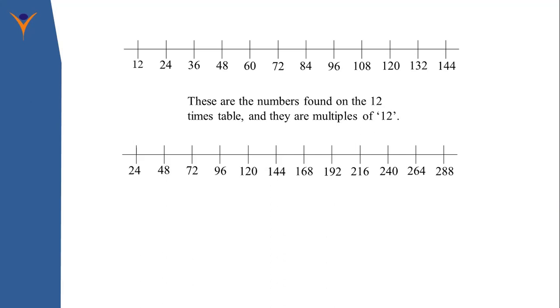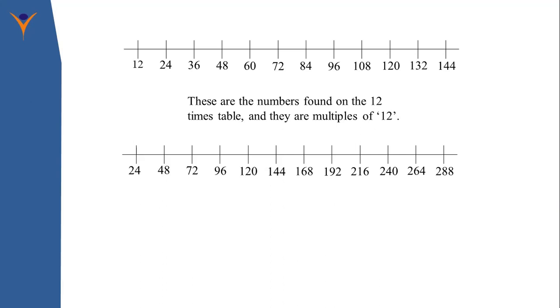The reason why we have chosen the 24 times table is because 24 is twice 12, and therefore all the multiples of 24 will be double the multiples of 12. So if you compare the first one on the left, 12 on the 12 times table is the equivalent to 24 on the 24 times table, and 24 is twice 12, or double 12. In the same way, 48 is double 24, 72 is double 36, 96 is double 48, on and on. 288 is double 144.